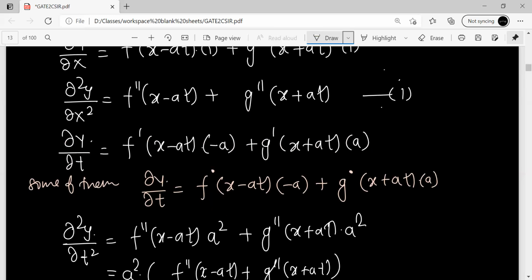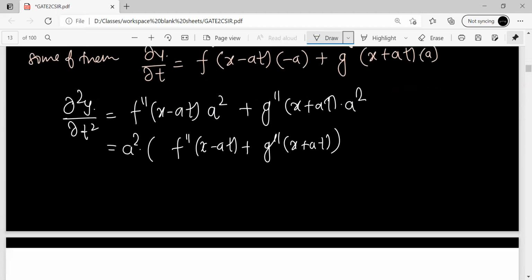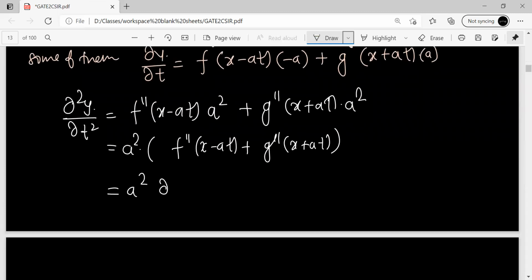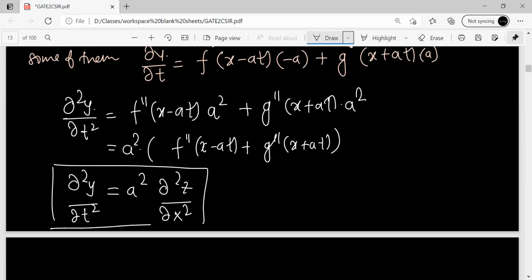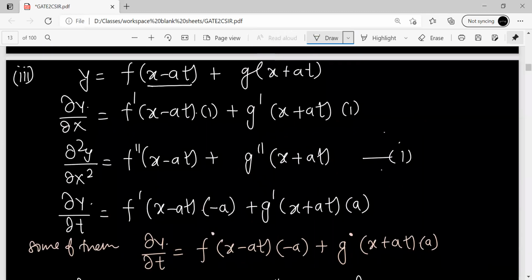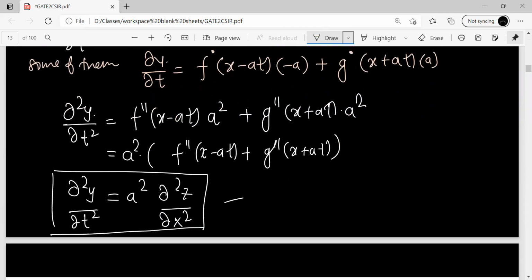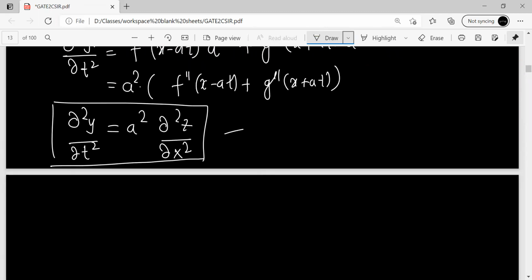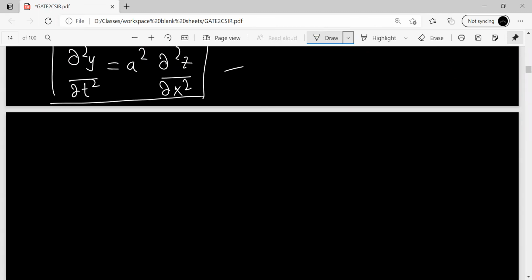Well, this is nothing but my equation 1, and from here I'll be getting a squared times del squared y over del x squared. Del squared y over del t squared will be this. So this is my PDE. Here I remove these two constants. Alright, so now I'll take one more example and then I'll call for the video. We will continue in the session 2.